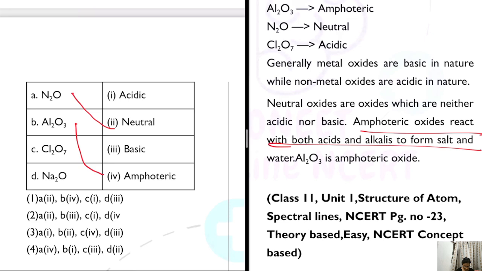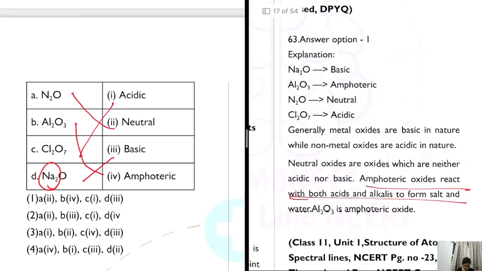Now, Cl2O7, on hydrolysis, will form an acidic solution. So it is an acidic oxide, and Na2O is a basic oxide. Na is a metal, sodium. Metal oxides are basic in nature, while non-metallic oxides are acidic in nature. So our correct answer would be first.